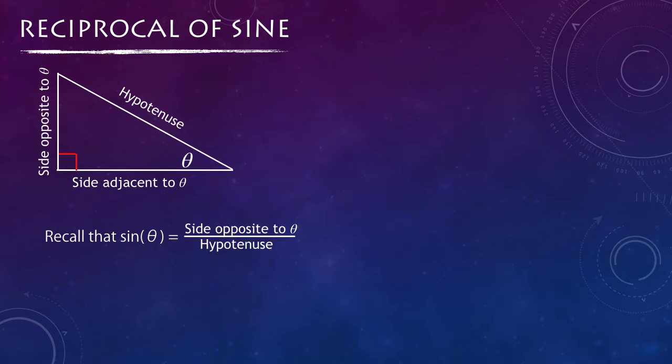So recall from SOHCAHTOA that sine of theta is defined as the side opposite to theta over the hypotenuse, or simply opposite over hypotenuse. This means that cosecant of theta is the reciprocal of sine, so we flip it. Cosecant of theta is equal to hypotenuse over the opposite side to theta, or simply hypotenuse over opposite.